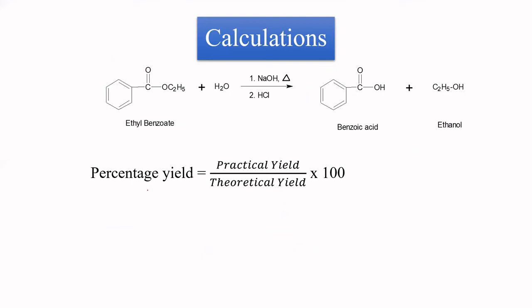So what is the formula for percentage yield? Practical yield divided by theoretical yield multiplied by 100. Okay, I hope till now it will be easy for you to calculate. Just calculate it. Whatever doubts you have, we will discuss it definitely. Okay, but try to calculate this yield.